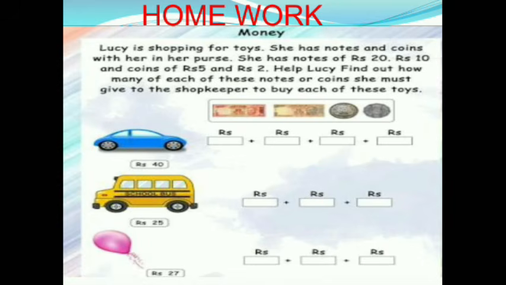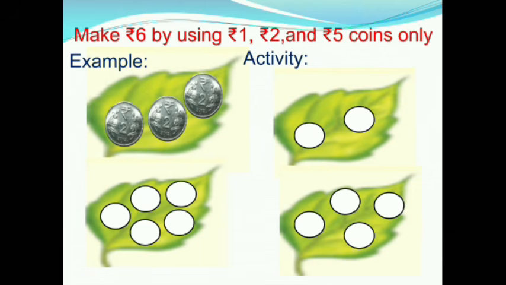Children, complete this worksheet and do this activity. Make 6 rupees by using 1 rupee, 2 rupee and 5 rupee coins only. And complete the textbook page number 156 to 172.